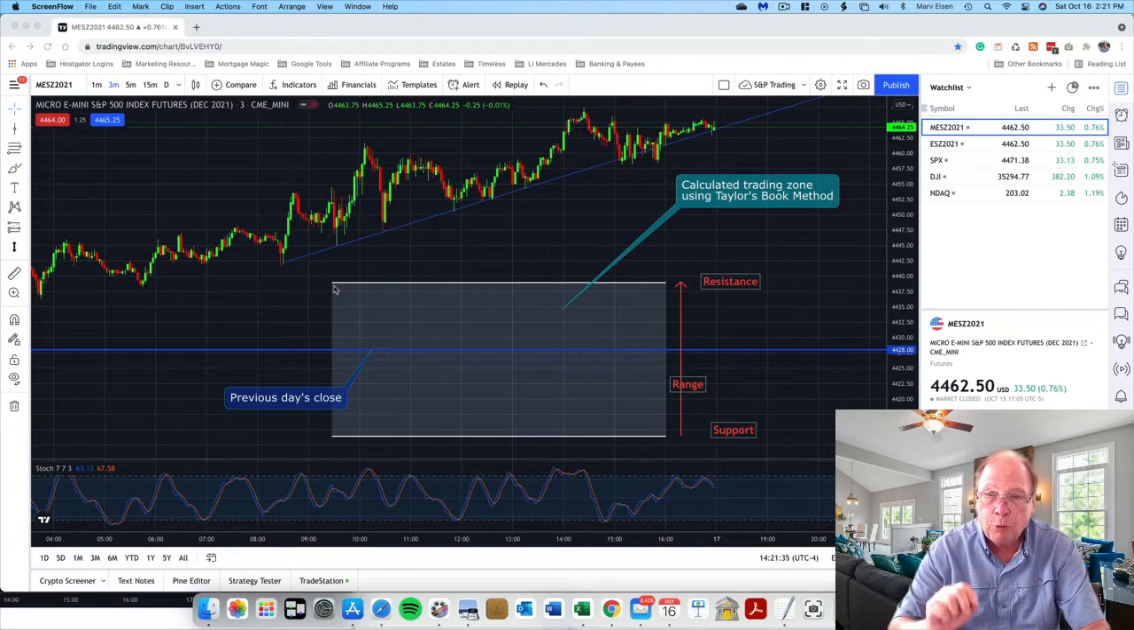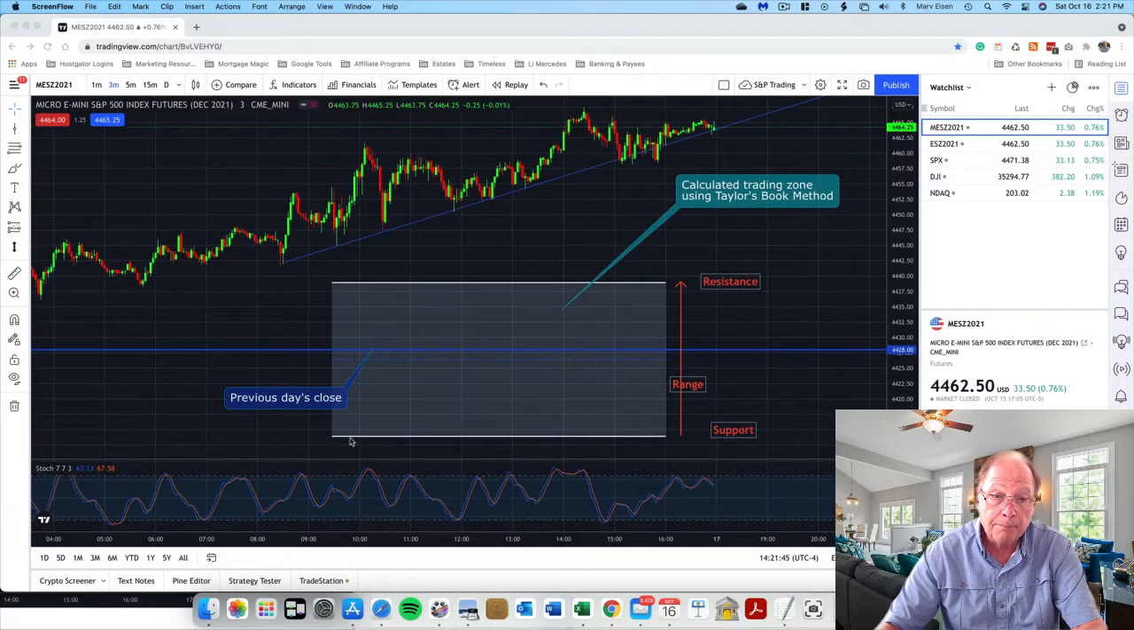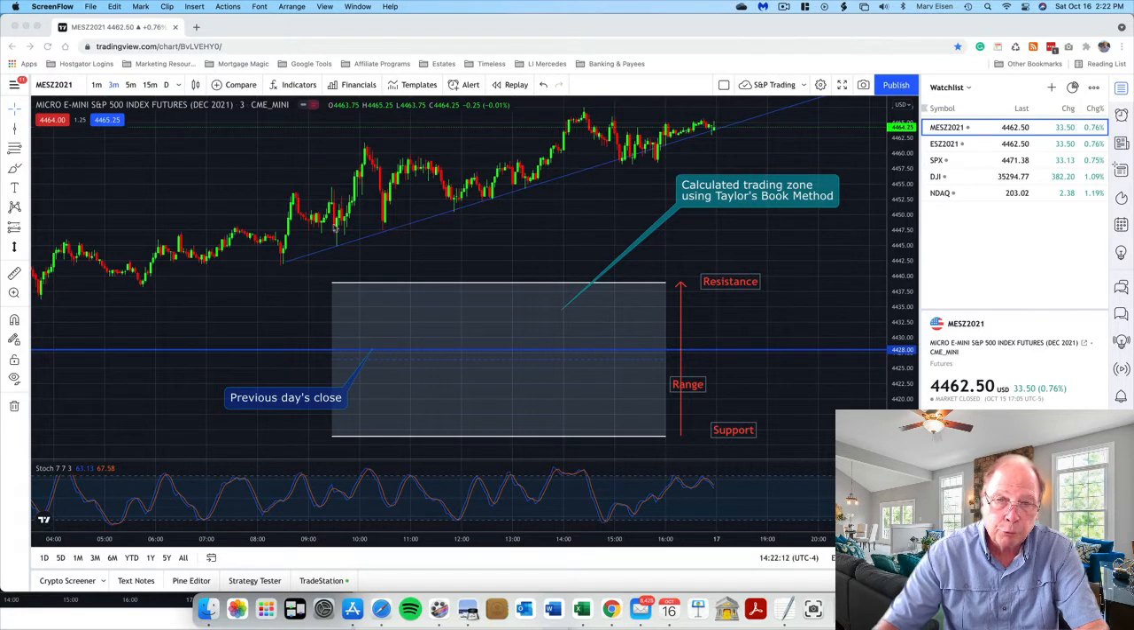But Taylor's book method also gives us another piece of information that might not be as obvious, and that is this range. And while the numbers calculated of support and resistance are not always as accurate as we'd like them to be, the range is. Typically, the market will approximate the range calculated by that day's Taylor's book method, and I'm going to prove this to you.